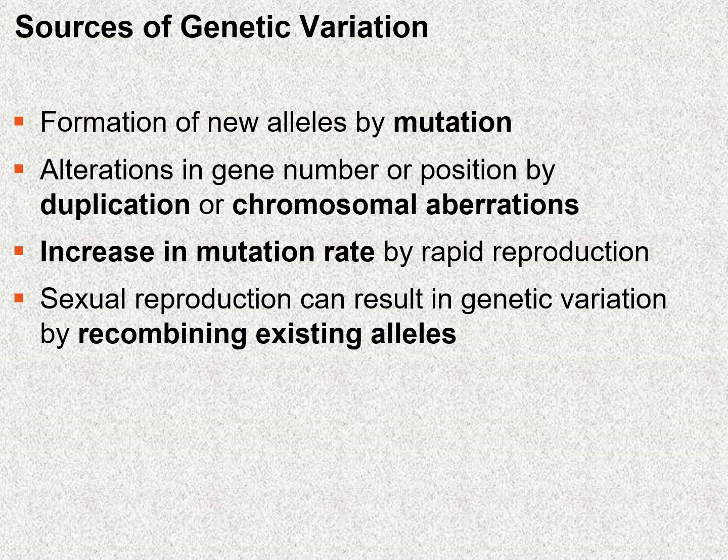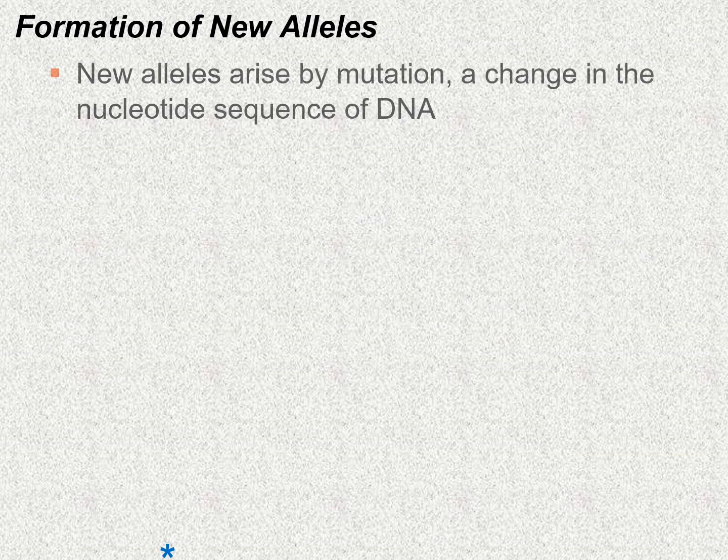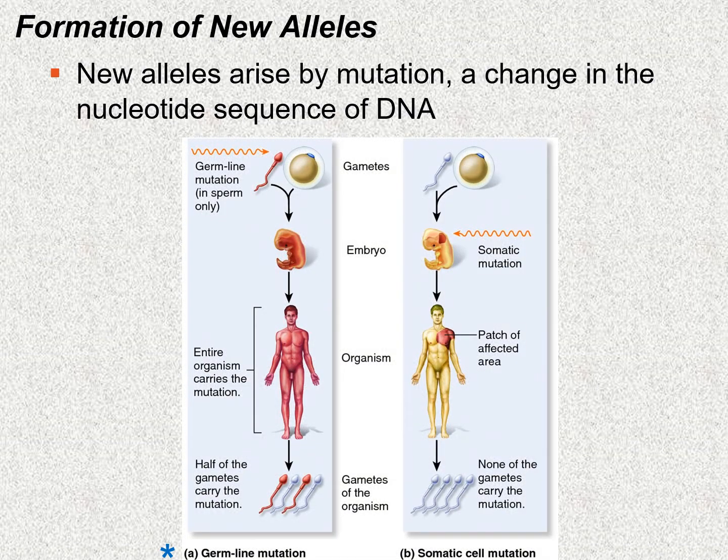Sexual reproduction can introduce combinations of alleles that already are present, right? So remember, crossing over, that occurs during prophase 1 of meiosis. So that's recombining alleles that already exist. Now, formation of new alleles can arise by mutation in terms of the DNA sequence. So here's an example, okay?